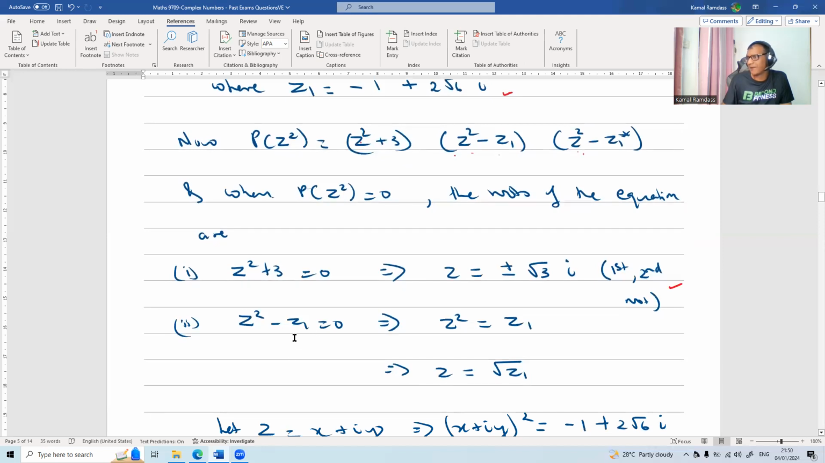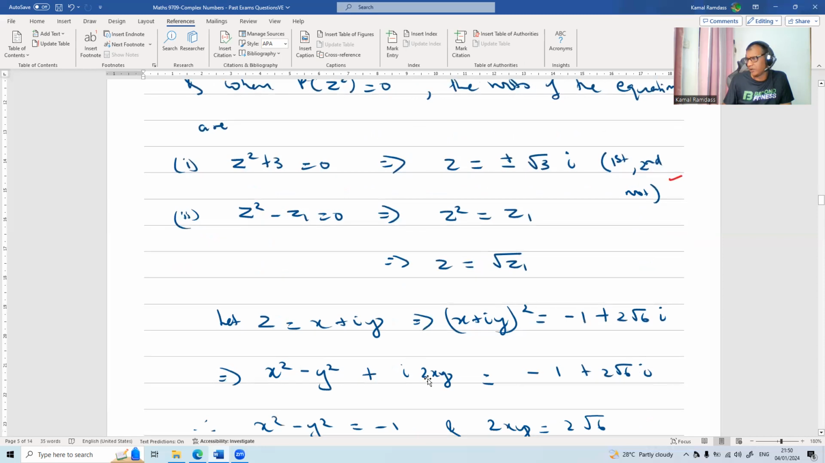Deuxième, z² − z1 est égal à 0, z² est égal à z1, ou bien z est égal à √z1. OK. Et là, nous allons trouver le square root. Nous allons let z is equal to x + iy. (x + iy)² est égal à z1, équation 1, hein? But z1 is equal to −1 + 2√6 i.